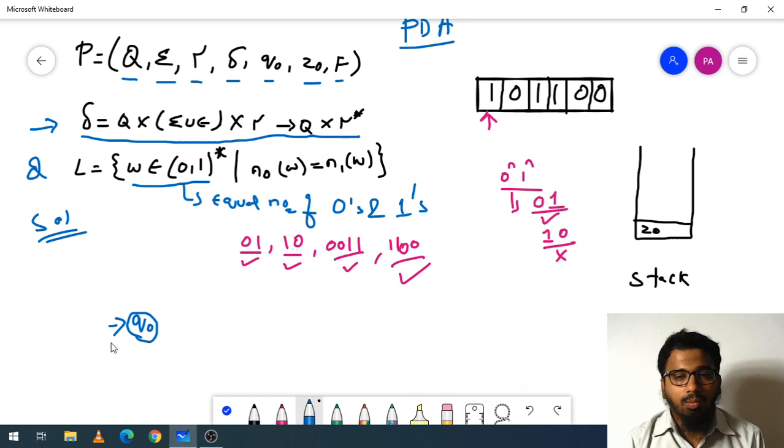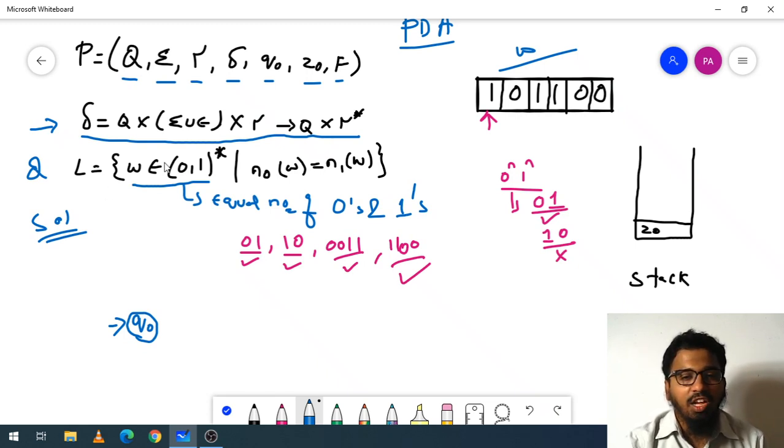Now we are considering this string, 1 0 1 1 0 0. Let's check whether it satisfies the given language or not. First, in Q0, we need to check where the header is, the first symbol of the string.